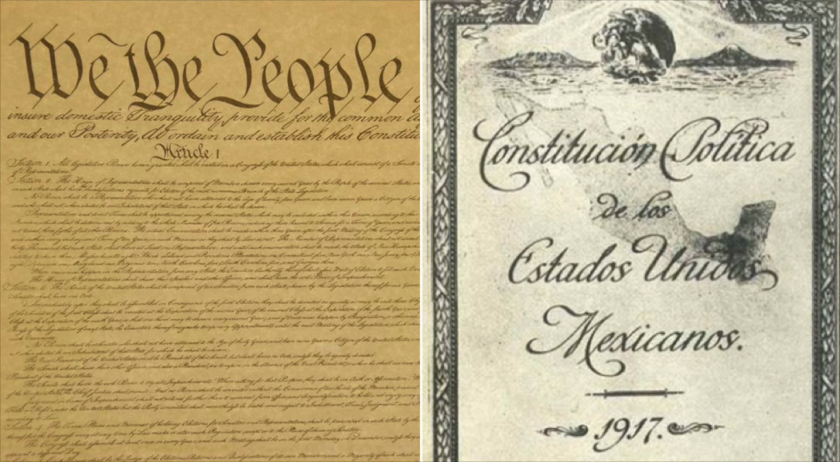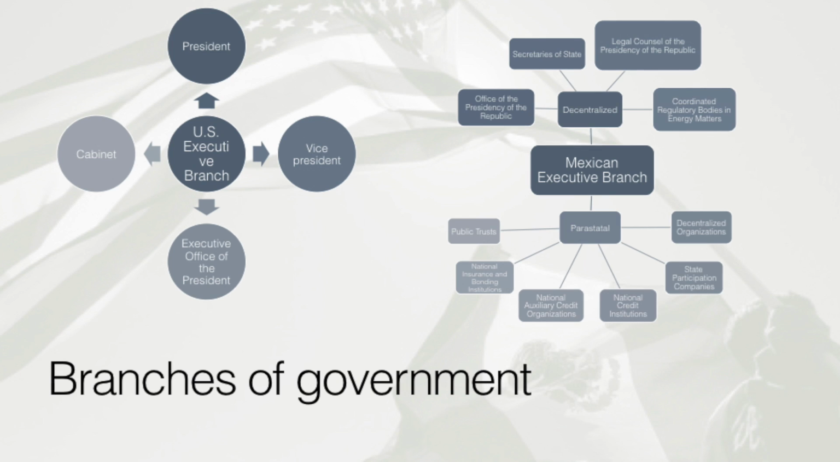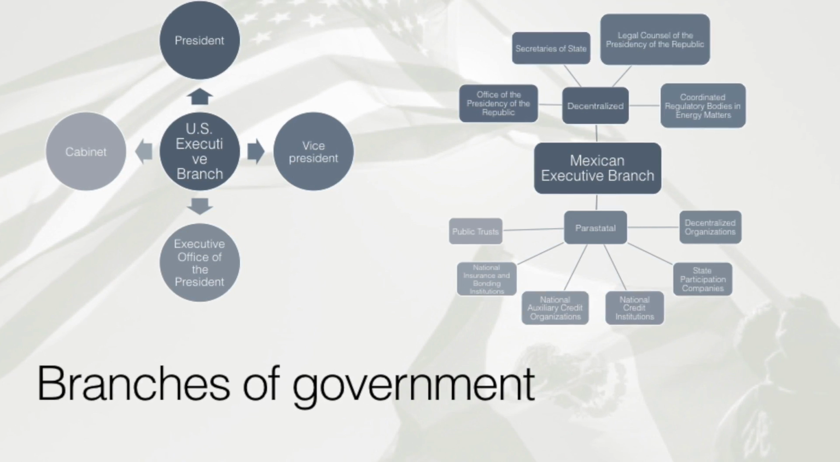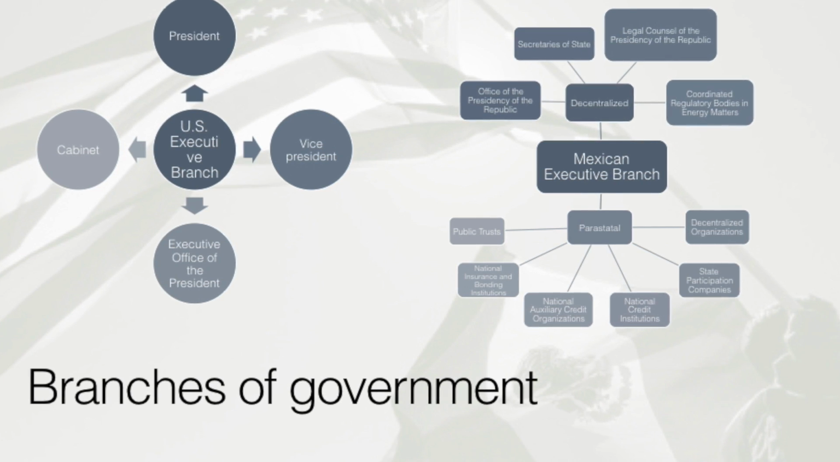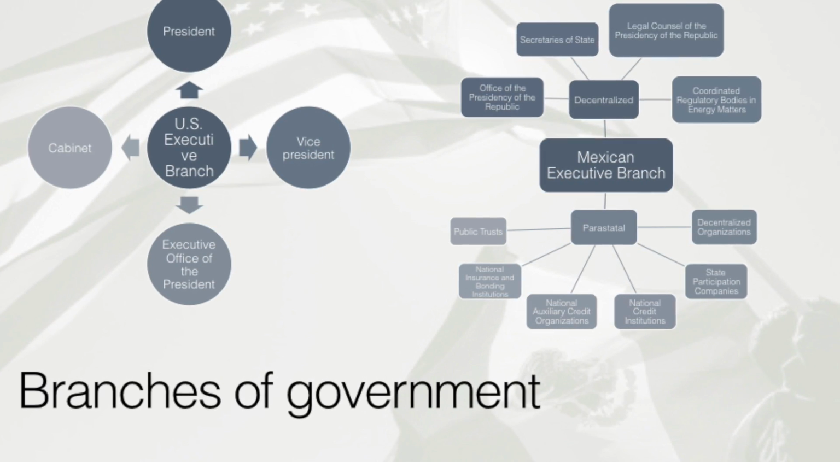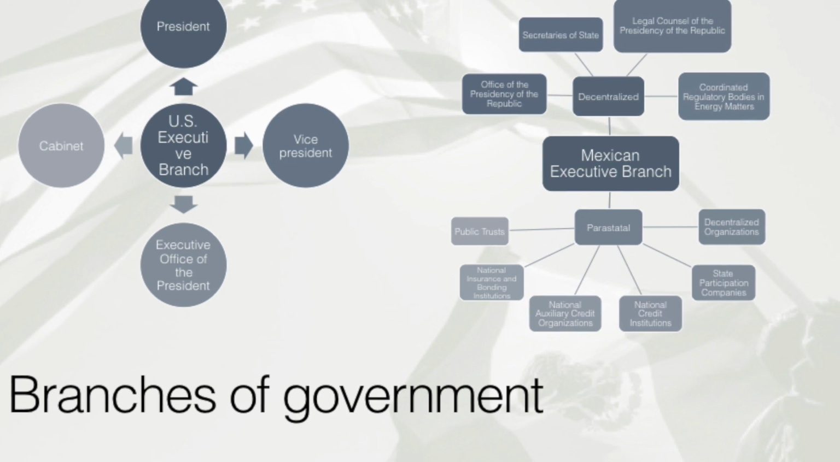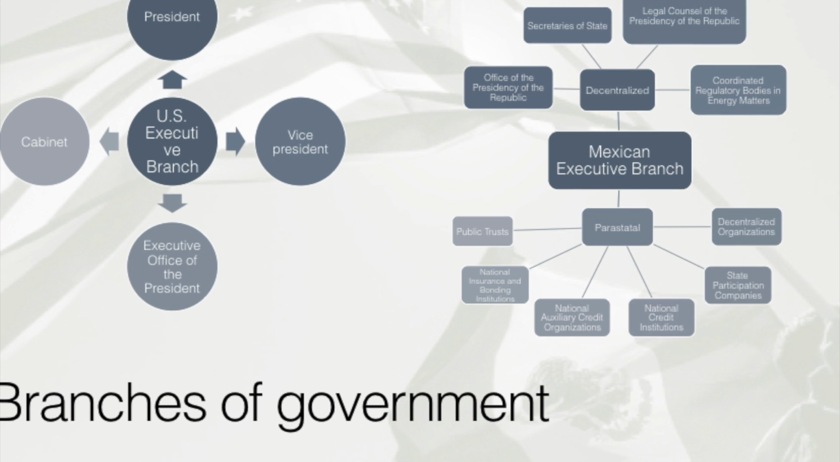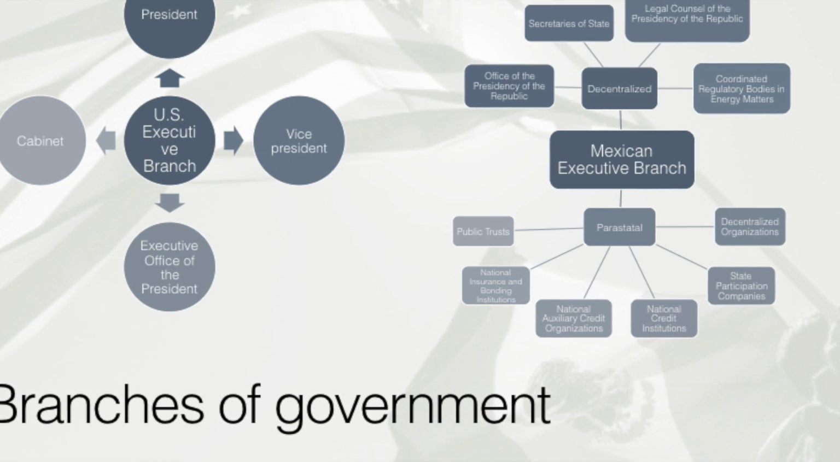Passing to the branches of government, both systems have the executive, judicial, and legislative branches. Starting with the executive branch, the US one is integrated by the president, the vice president, the executive office of the president, and the cabinet. In contrast, the Mexican one is divided into decentralized and parastatal administration. In the decentralized, we have the office of the presidency of the republic, and in the parastatal, we have the decentralized organization. Here you can see the US President Trump and the Mexican President Lopez.